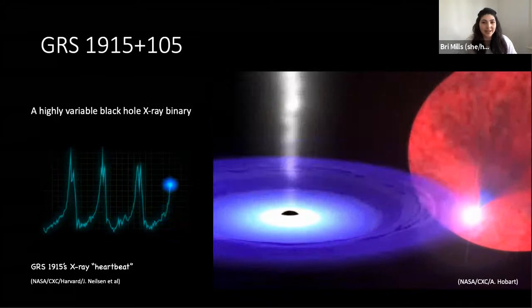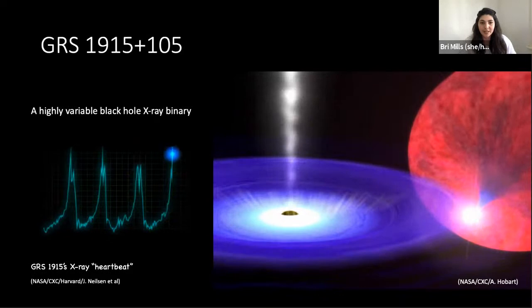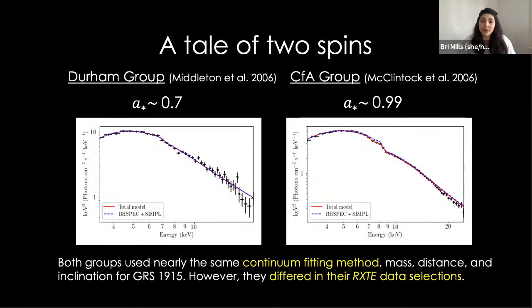So many groups have tried to characterize the spin of GRS via relativistic iron line methods, as well as fitting the X-ray continuum of the source to get at the spin. Among the continuum fitting community, two groups shown here, the Durham group on the left and the CfA group on the right, arrived at two very different spins, even though they use the same continuum fitting method and nearly the same mass, distance, and inclination for GRS. This discrepancy in spins likely comes from the fact that they chose different RXTE spectra for their analysis, so they differ in their data selections.